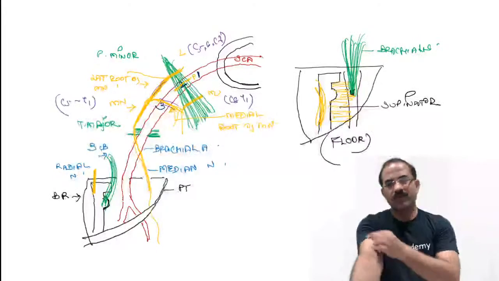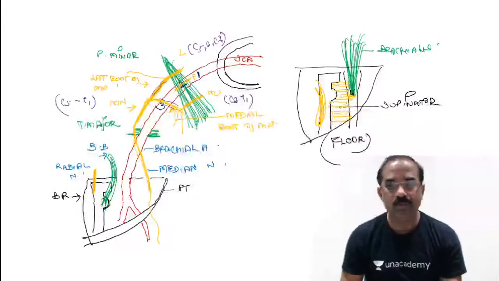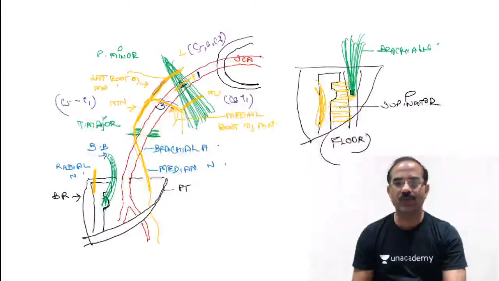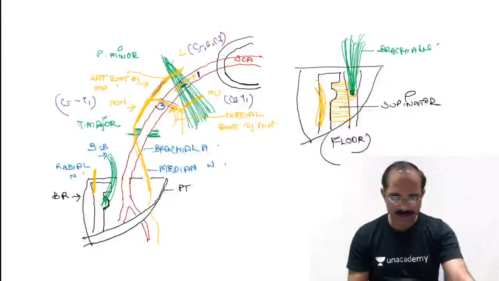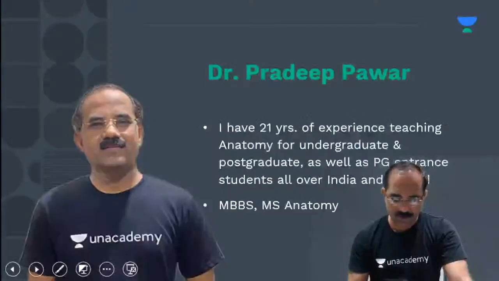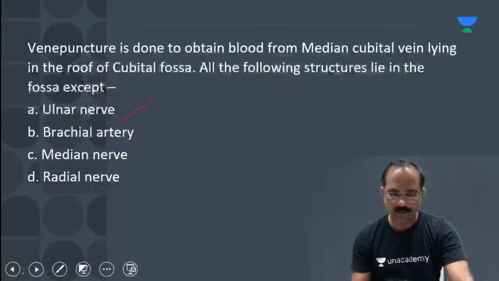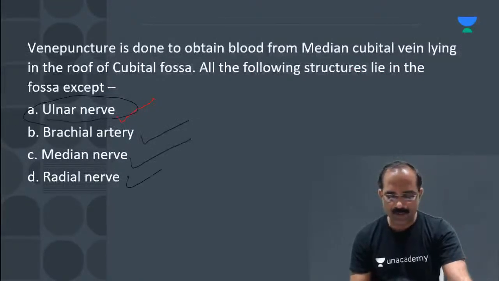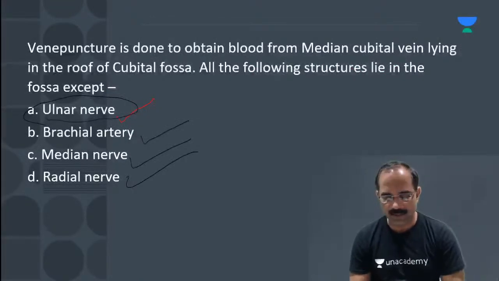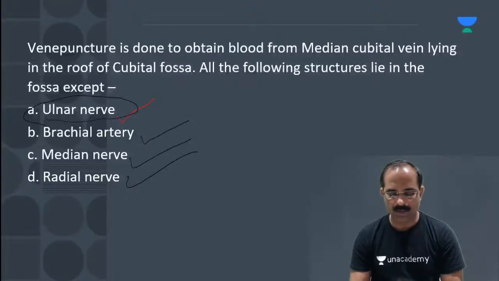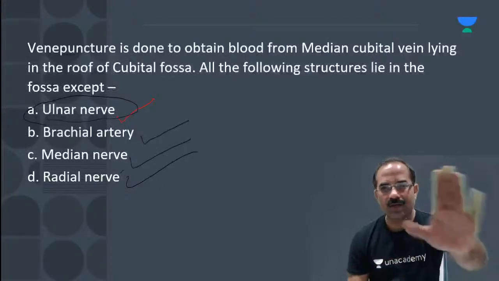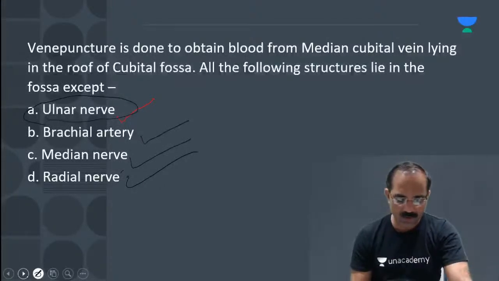Which is the vein which lies in the roof of the cubital fossa? That's the median cubital vein, in the roof of the cubital fossa. Answer this now once again. So the answer is ulnar nerve. Brachial artery, yes. Median nerve, yes. Radial nerve, yes. What else is the content of the cubital fossa? The tendon of biceps. Ulnar nerve is not a content. Just remember this. Going to the next MCQ.